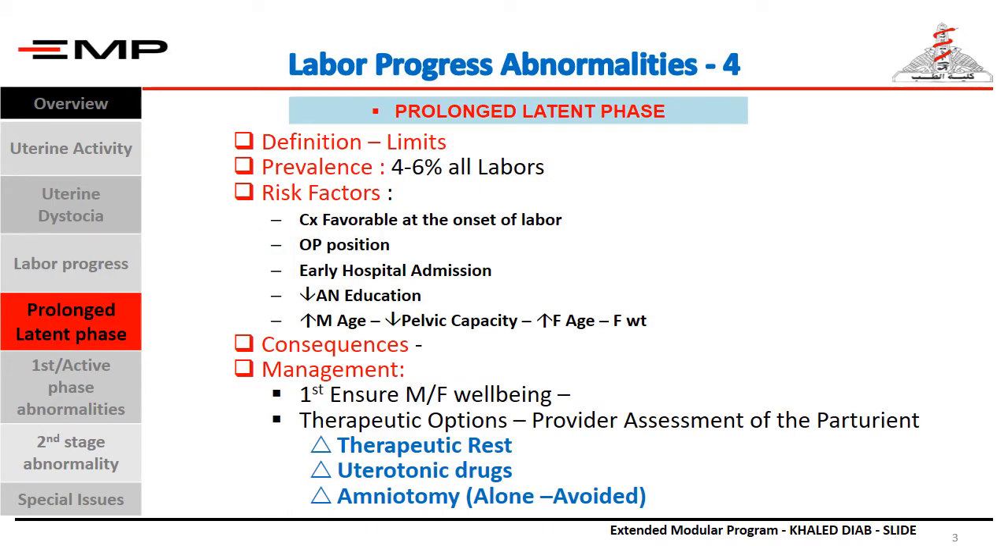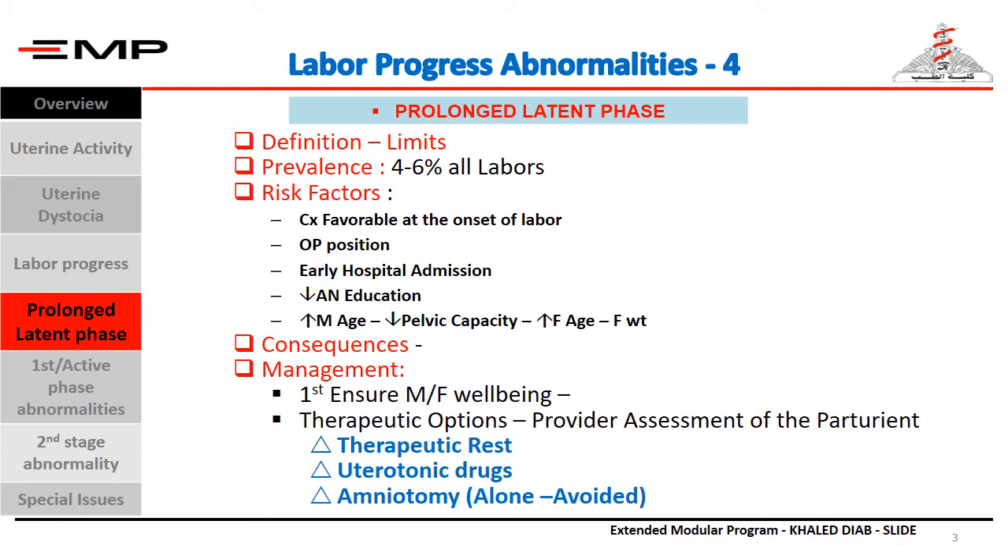The latent phase is characterized by regular uterine contractions that soften, efface, and begin to dilate the cervix. The end of the latent phase occurs when the active phase begins, usually by 5 to 6 centimeter cervical dilatation. A prolonged latent phase can be defined as more than 20 hours for the nullipara and more than 14 hours for the multipara. It tends to be longer in induced labor compared to spontaneous labor, but the active phase and the second stage have similar duration whether labor is spontaneous or induced.